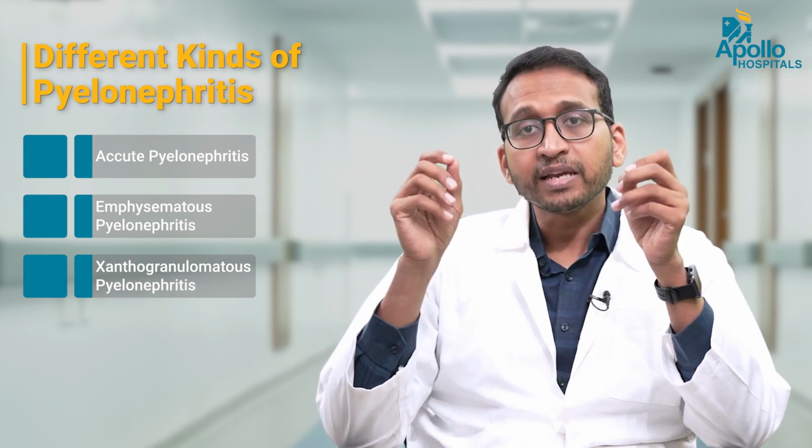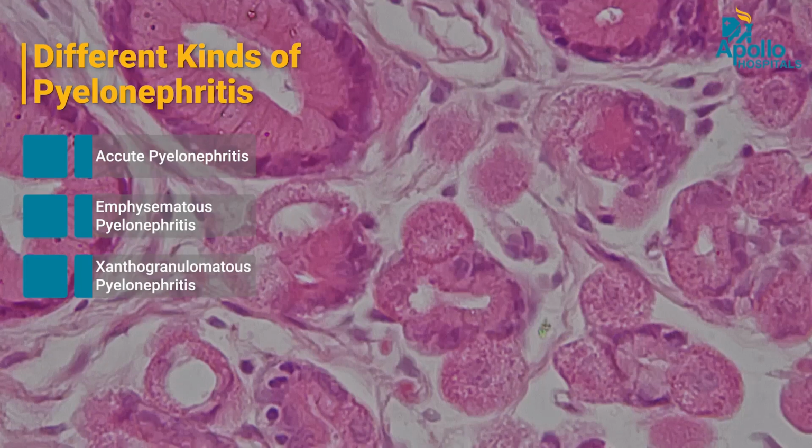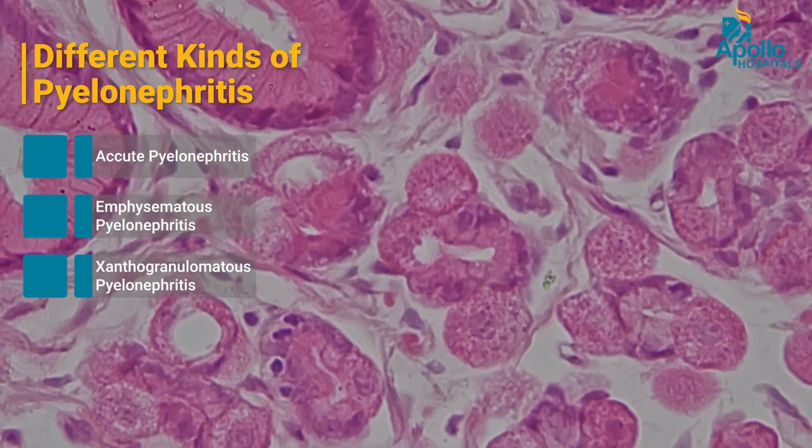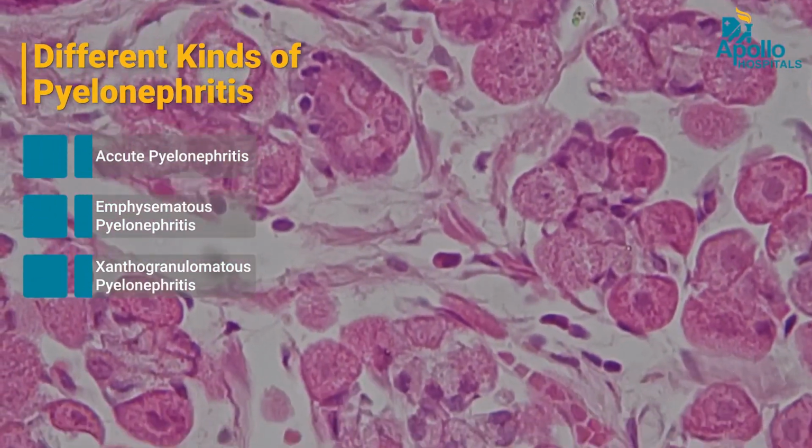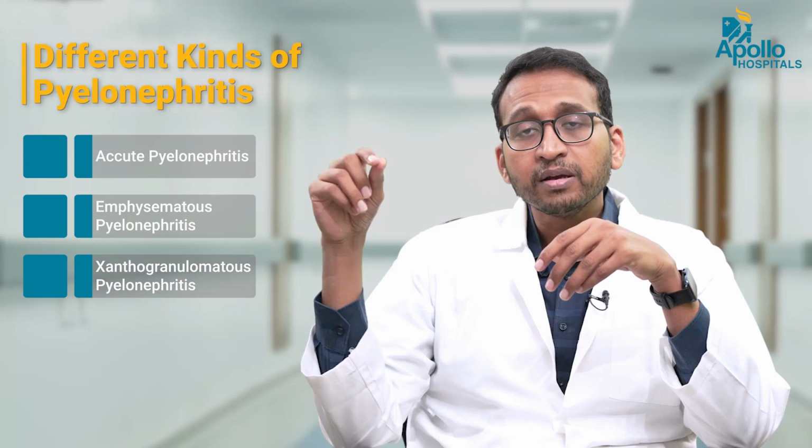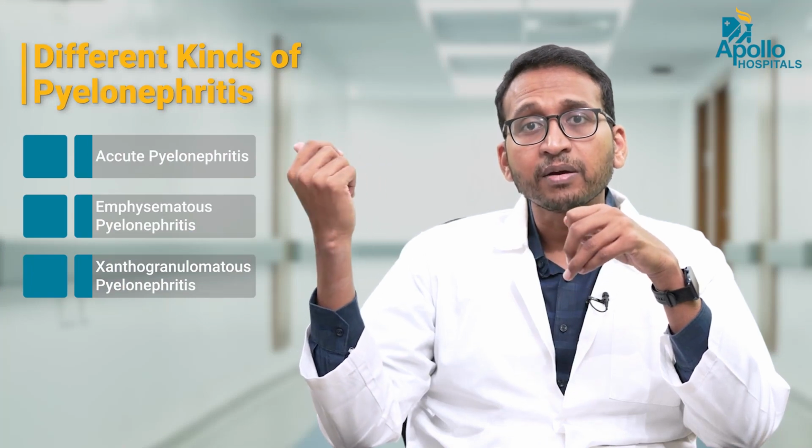This is diagnosed by examining tissue. We can't diagnose it with any imaging or other tests. We have to take a sample from the kidney for testing. This is generally a very rare condition, xanthogranulomatous pyelonephritis.